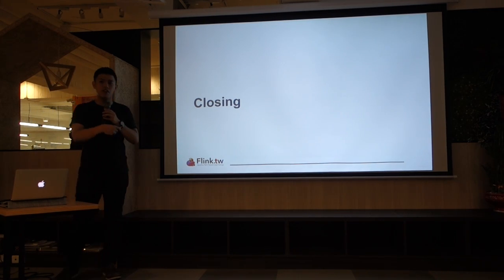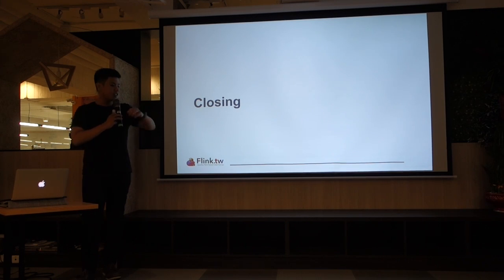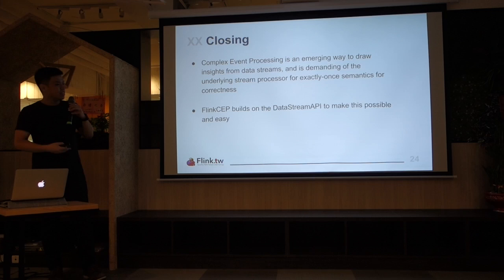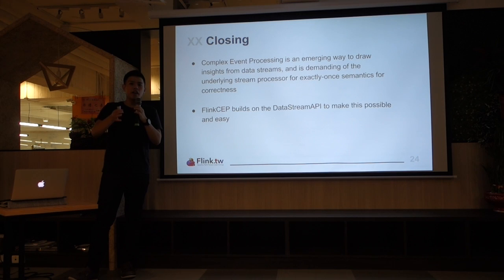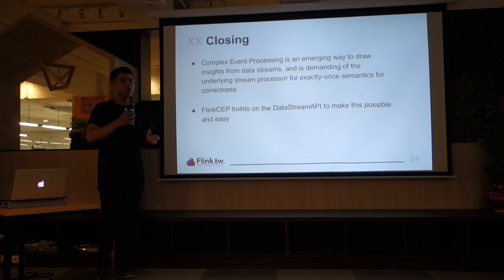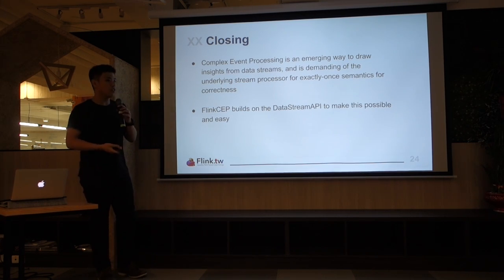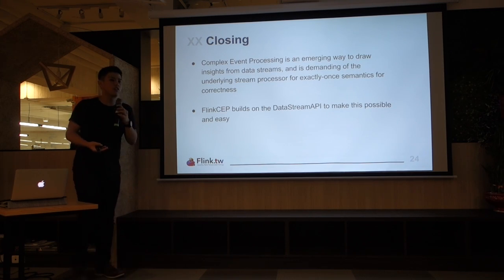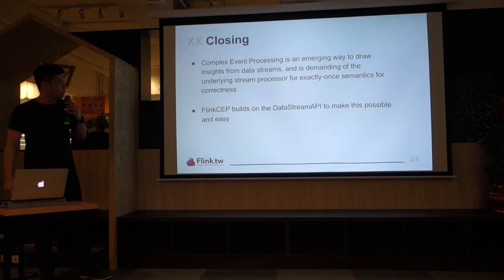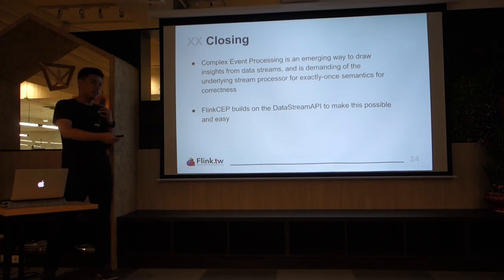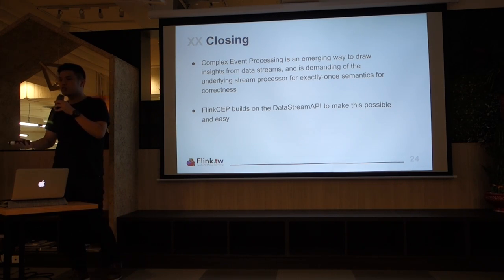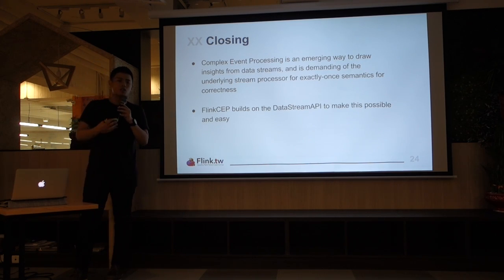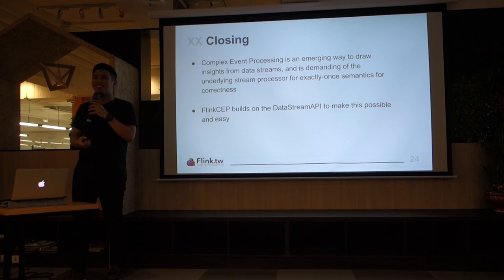So after this use case, I'll come to a closing of today's talk. Okay. So basically what I'm trying to elaborate here today is complex event processing is actually a very new way, and combined with other technologies such as Stream SQL or arbitrary transformations that Flink offers, it's actually a very strong combination. And I think it's a new way to draw insight from raw event streams. And FlinkCEP builds on the data stream API to make this possible and very easy. And I'll share 2 use cases today, but I'm sure there's actually going to be a lot more use cases that maybe even you have in mind right now. So, yeah, that's my sharing for today.